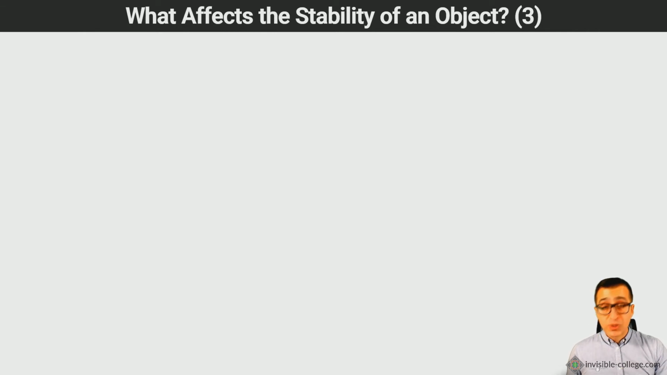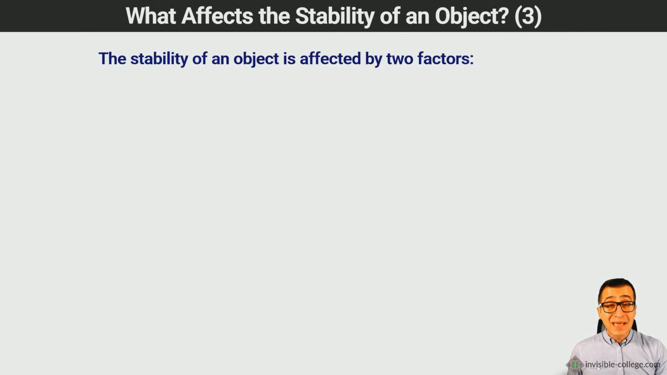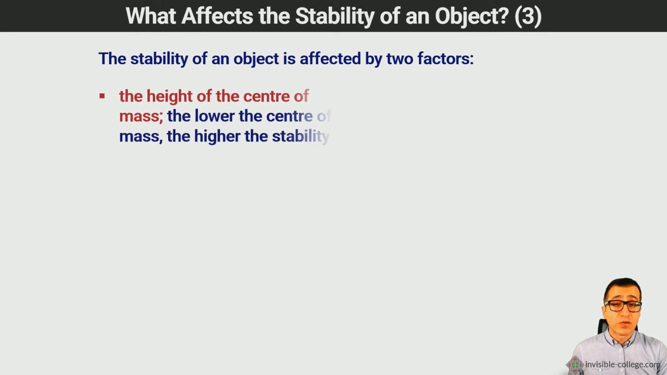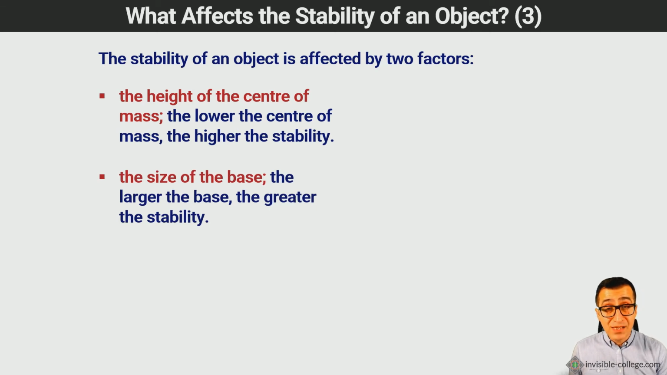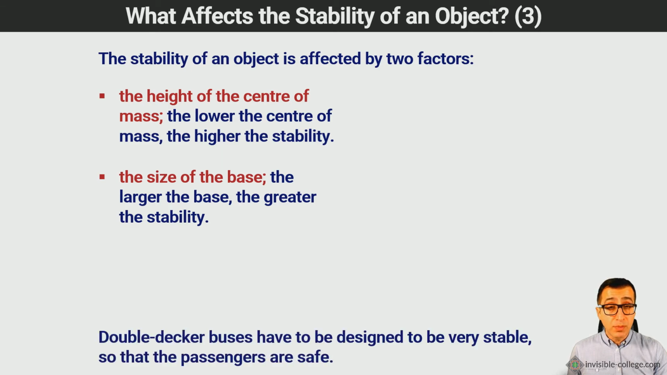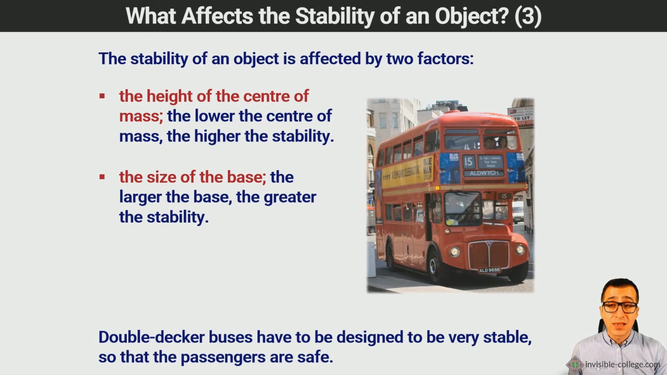So the stability of an object is affected by two main factors: the height of the center of mass, where the lower the center of mass, the higher the stability, and also the size of the base. The larger the base of the object is, the greater the stability would be. Double-decker buses, as you see here, are designed to be very stable, so that even if the top floor is filled with passengers and the bottom floor has no passengers, it's still very safe going around corners. It might lean a little bit, but it's not going to fall over.